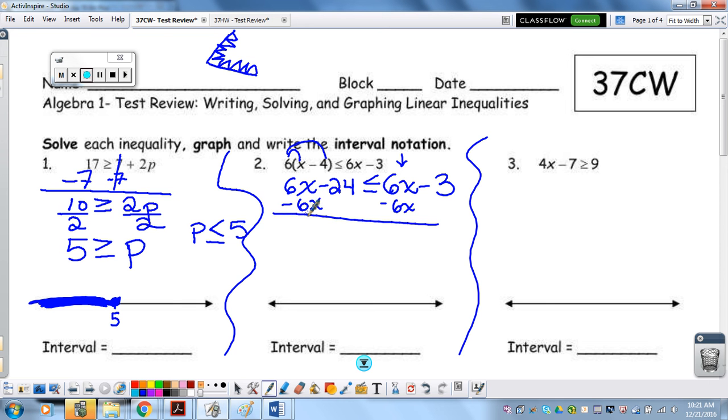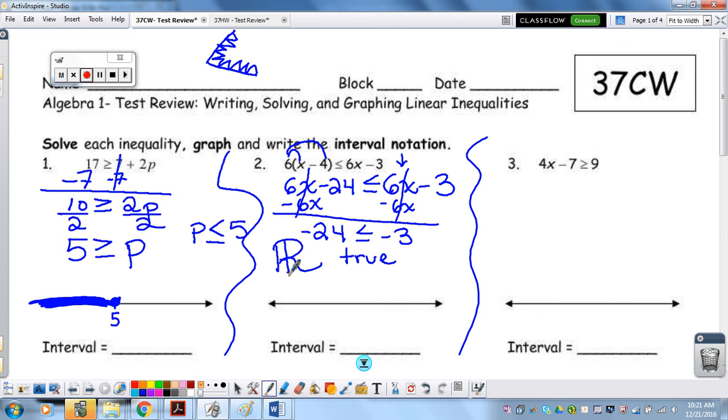Now if you notice, they cancel out, so you are left with negative 24 is less than or equal to negative 3. There are no more x's, but that's okay. We can still figure this out. You gotta say to yourself, is negative 24 smaller than negative 3? If you said yes, you are correct. When that is a true statement, negative 24 is definitely smaller than negative 3. Since that is true, that means that you have all real numbers.